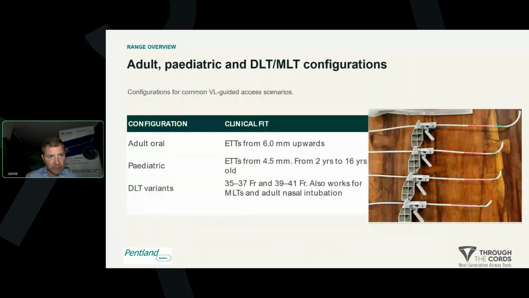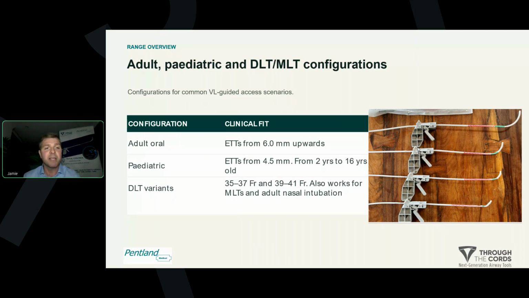So I'm going to skip through this. So yeah, just onto the size range. There is a comprehensive size range beyond the adult oral size. That's top of the list here. The adult oral size will accommodate endotracheal tubes from 6 millimeters and upwards.